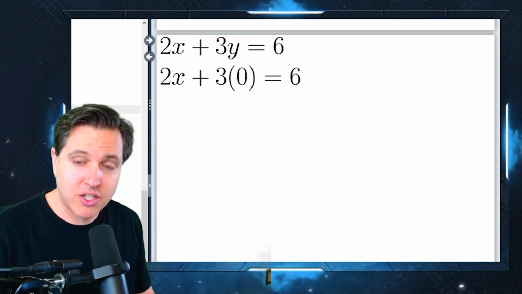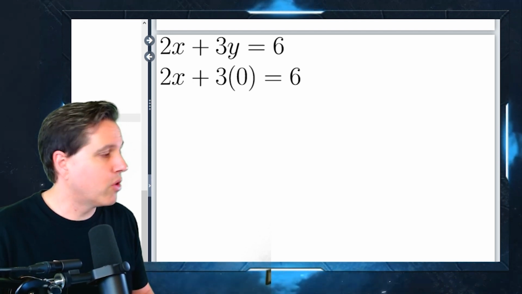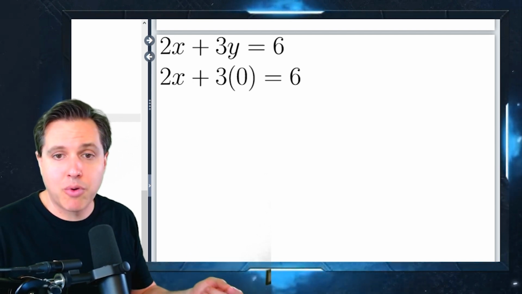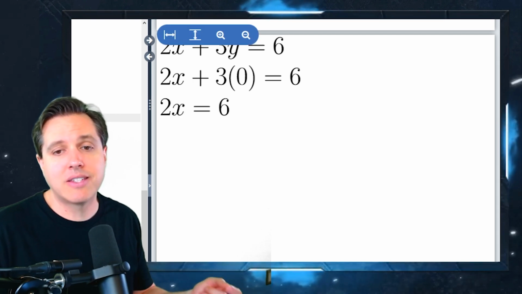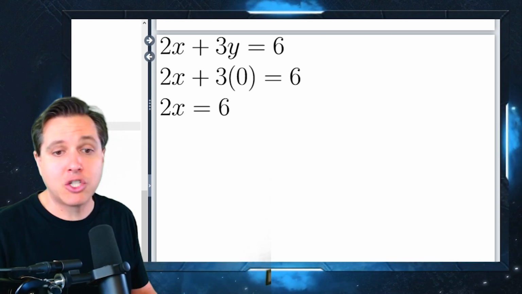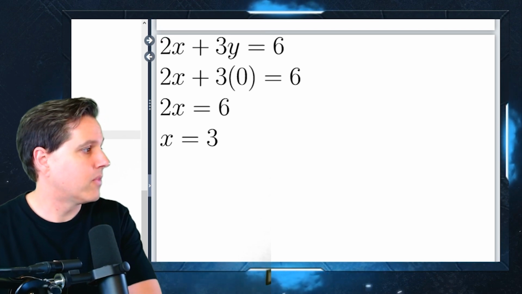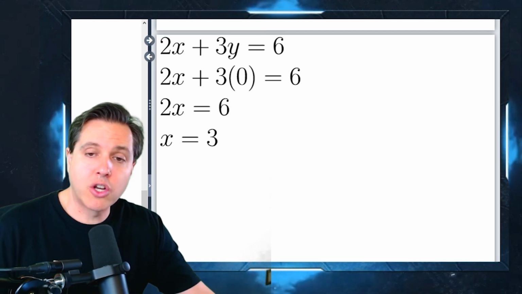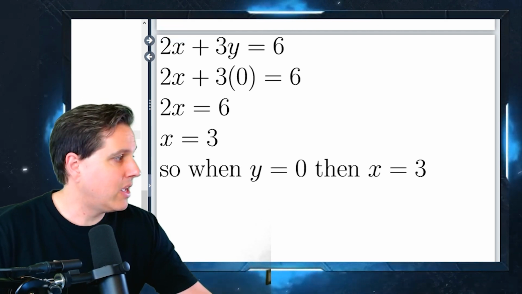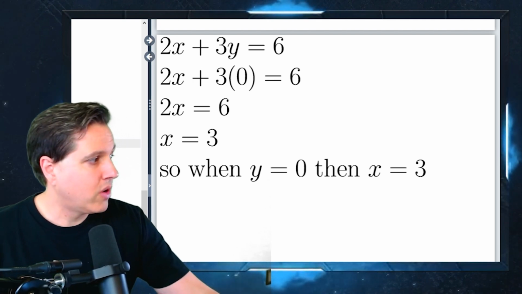So we get 2x plus 3 times 0 equals 6. We've just turned that y into a 0. And then since 3 times 0 is 0, it basically just goes away. And then we're going to end up, when we simplify this, with just 2x is equal to 6. And then when we go through and divide both sides by 2, we're going to get that x is equal to 3. So what is our conclusion? Our conclusion here is that when y is equal to 0, x is equal to 3, which means that the point (3, 0) is a solution.